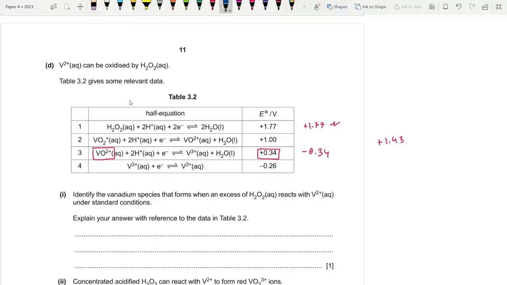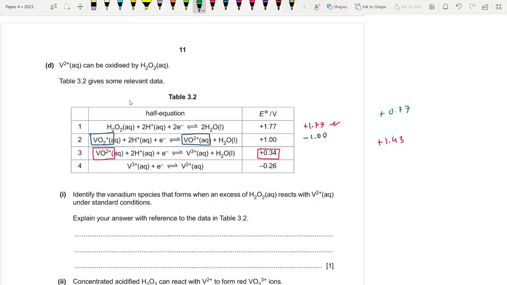Now let's see the last reaction. Now VO2 plus. Let's see if it gets oxidized to VO2 plus. So the reaction potential needs to be minus 1.00. So it's 1.77 minus 1. That gives you a positive value of plus 0.77. So it's still feasible.